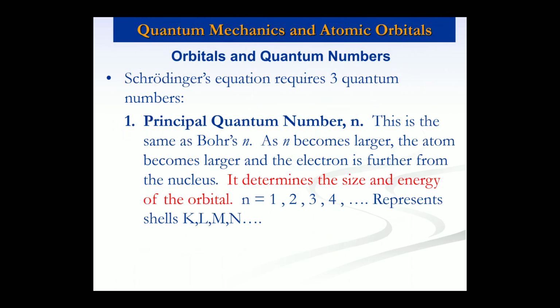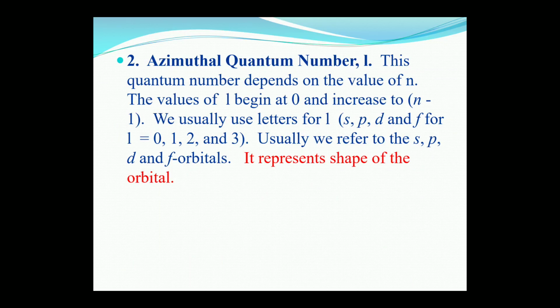First quantum number we are going to discuss. So orbitals in quantum numbers, Schrödinger equation requires three quantum numbers. That is the principal quantum number, which is same as Bohr's, that is your n, and as n becomes larger, the atom becomes larger, and the electron is further from the nucleus. So it determines the size and energy of the orbital. n is equal to 1, 2, 3, 4. It represents the shells K, L, M, N.